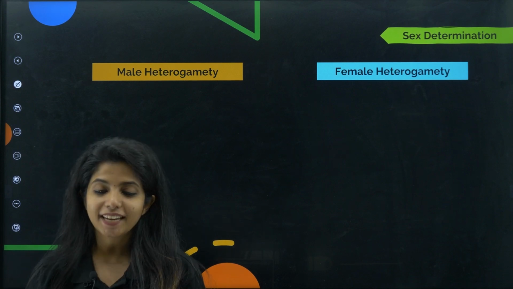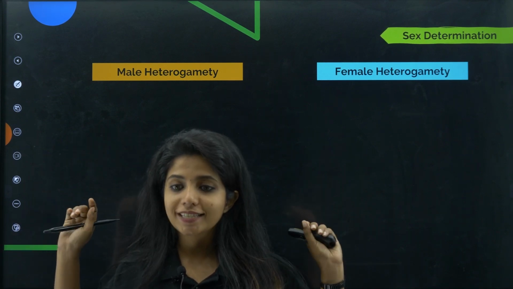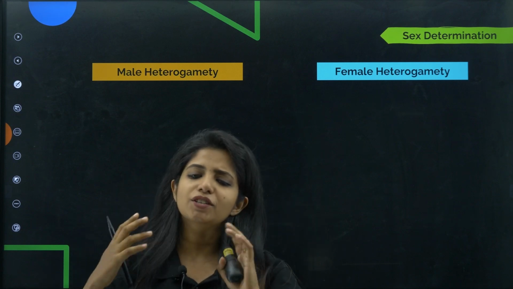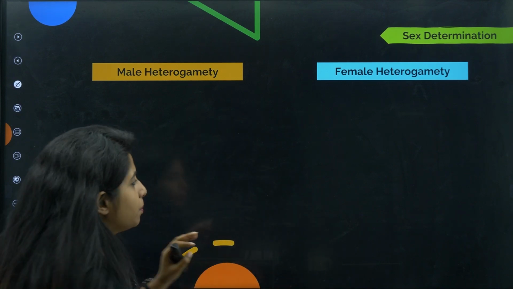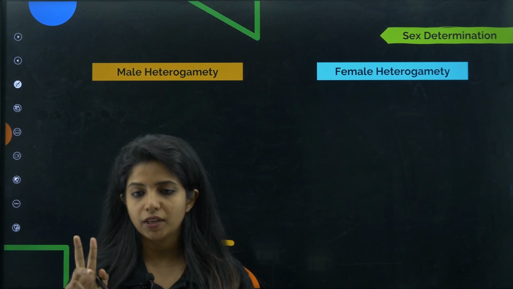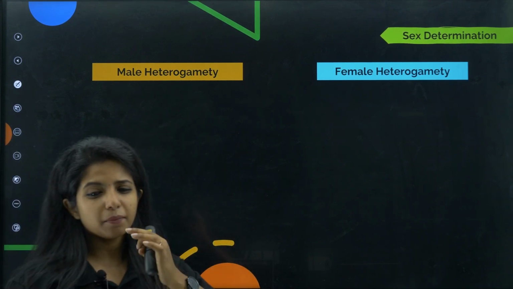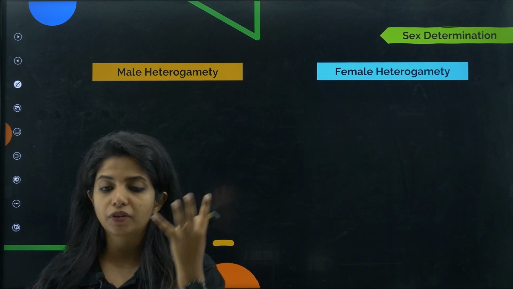Fine. Now I hope pleiotropy is done and polygyny is also done. Let's talk about sex determination. Now, sex determination is something that you might already know, but still, over here there are two types of sex determination. One where the male will be heterogamous. Heterogamous, what do you mean by heterogamous? Basically, they can produce two types of gametes.